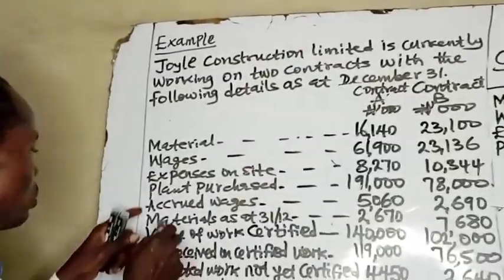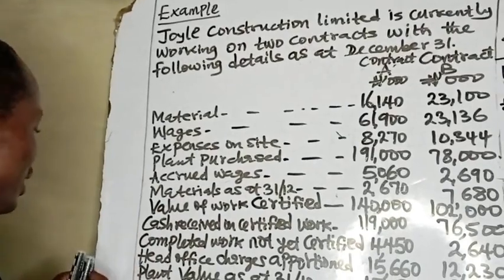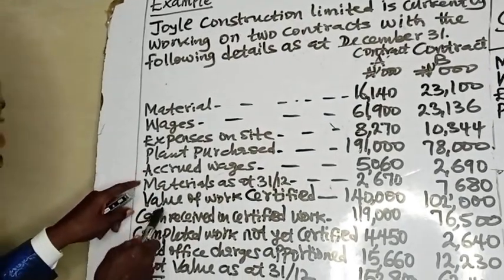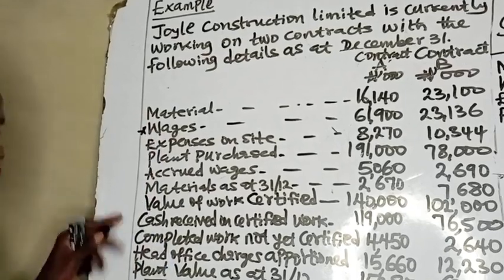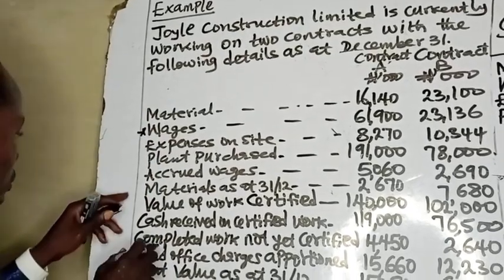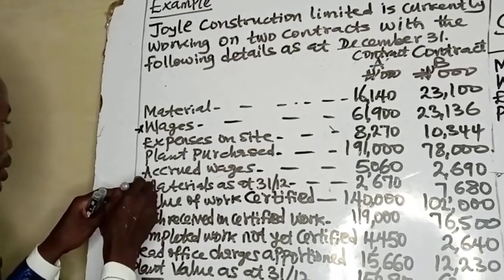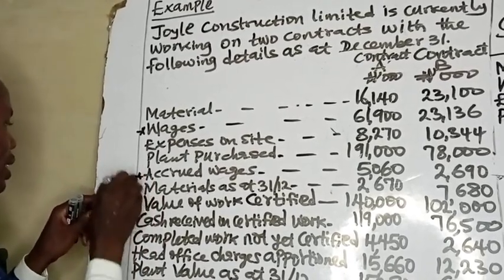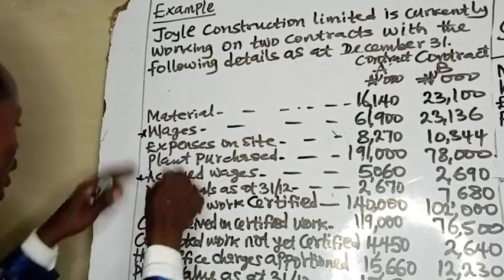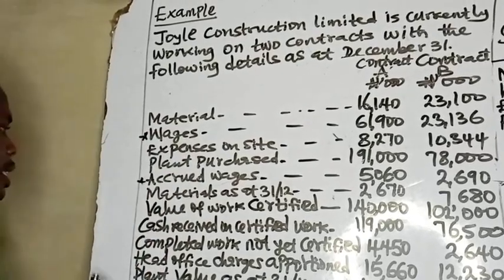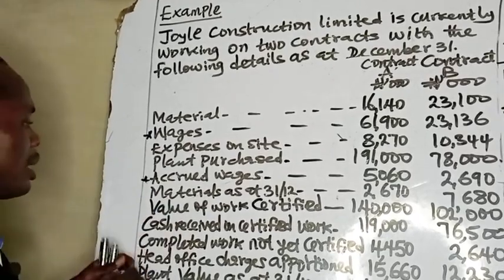Accrued wages. These accrued wages, you may add them to these wages or you record them separately. Let me leave that; I've not recorded this. I might choose to add the two, or I record them towards the end of the contract.